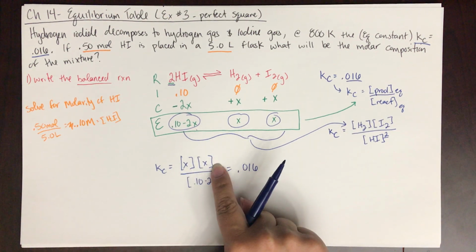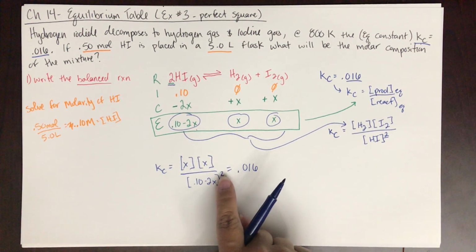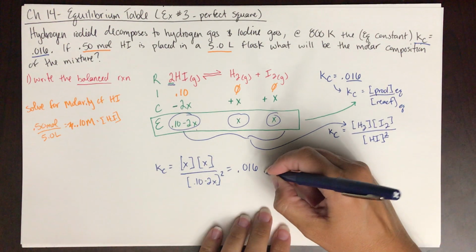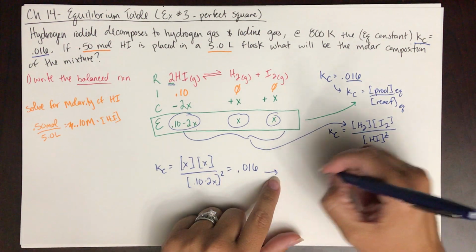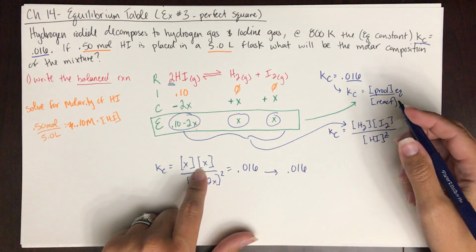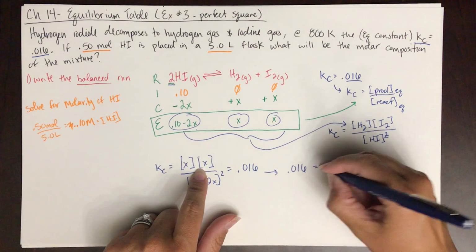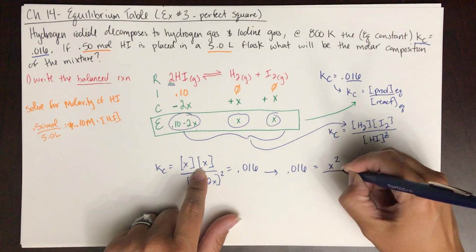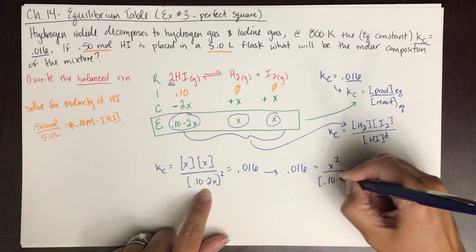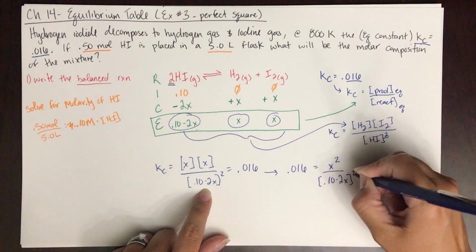We have x and x on the top, (0.10 minus 2x) squared on the bottom, and then 0.016 on the other side. I'm going to rearrange this, putting it from left to right: 0.016 equals, and I'm going to multiply these two x's together, so x squared on the top, and on the bottom is (0.10 minus 2x) squared.